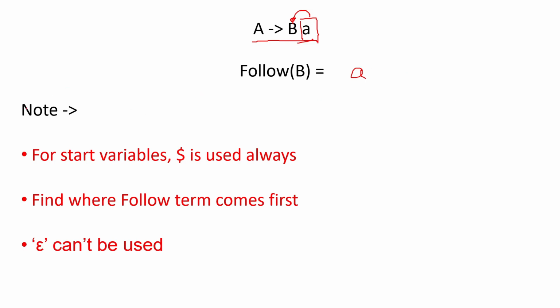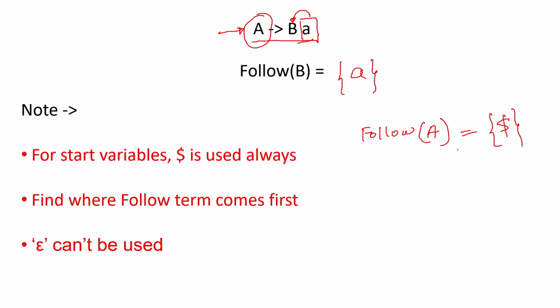So there are some key points we have to remember. For start variables, dollar is always used. So what is the start variable? Let's say A is the start variable, so always by default we're going to use a dollar for A. That is, if we write follow of A, it equals dollar, and this will be written by default always.